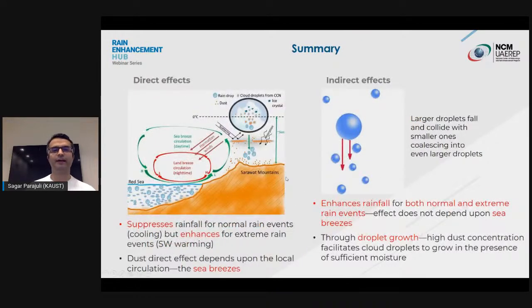So here I'm just summarizing the results of direct and indirect effects. The direct effect suppresses rainfall for normal rain events, but enhances it for extreme rain events through shortwave warming. And thus the direct effect depends upon the local circulation, the sea breezes. And the indirect effect enhances rainfall for both normal and extreme rain events, regardless of the breeze circulation. This is important. And again, the indirect effect is caused by the cloud droplets growth.